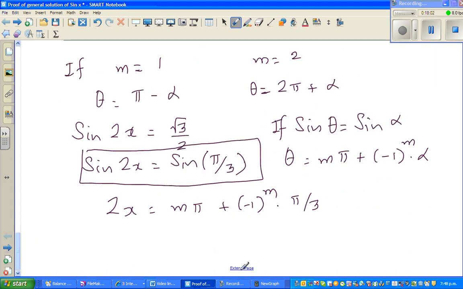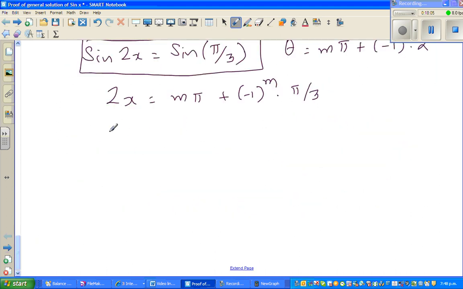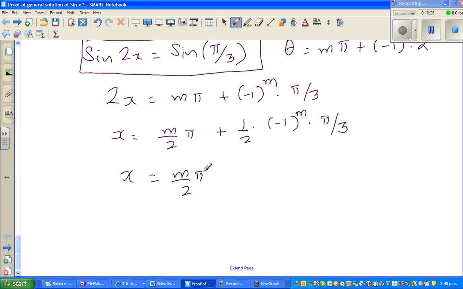Okay, so let us find all the answers between 0 to 360. I can say x is m by 2 pi plus half times minus 1 to the power m times pi by 3. Let us simplify this. So x is equal to m over 2 pi, plus 1/6 pi times minus 1 to the power m. So this is the general solution.